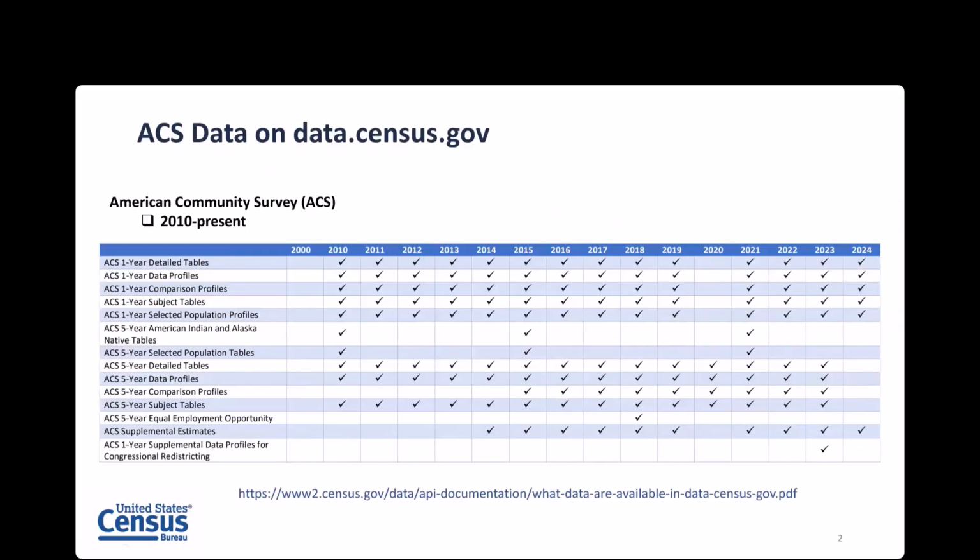So if you're not familiar already, data.census.gov is the primary platform to access data from the Census Bureau. It means we have data from the most popular surveys and programs, and in terms of the American Community Survey data specifically, we have data from 2010 ACS releases through the present, which includes some of the releases up through 2024. If you'd like a detailed listing of each specific type of American Community Survey data table and their availability over time, we encourage you to consult this chart, and the most up-to-date version of this chart is available in the link at the bottom.